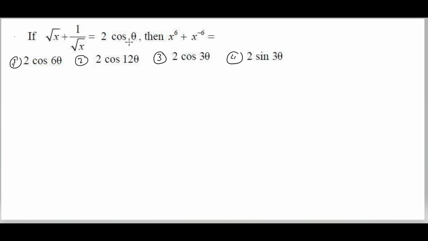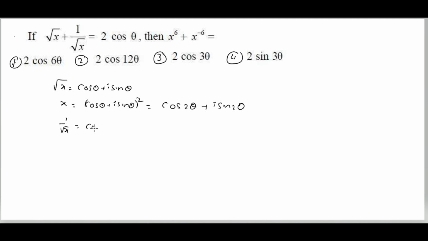Root x plus 1 by root x is equal to the given 2 cos theta. We take root x is equal to cos theta plus i sin theta. From this equation, squaring on both sides, x is equal to (cos theta plus i sin theta) whole square. From De Moivre's theorem, this is written as cos 2 theta plus i sin 2 theta. Similarly, 1 by root x is equal to cos theta minus i sin theta.